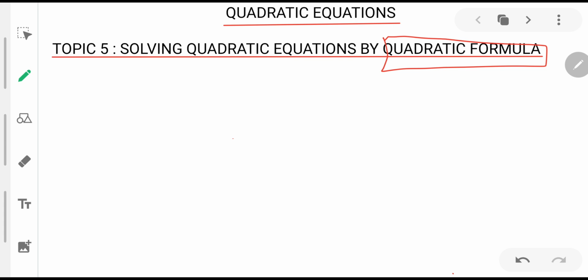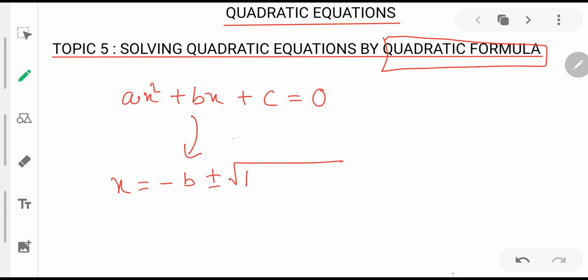So all of us know the general form of a quadratic equation. What is the general form of a quadratic equation? The general form is ax square plus bx plus c equals to 0. If this is the general form, the quadratic formula is given by x equals to minus b plus minus root over b square minus 4ac, divided by twice a. So this is called the quadratic formula.